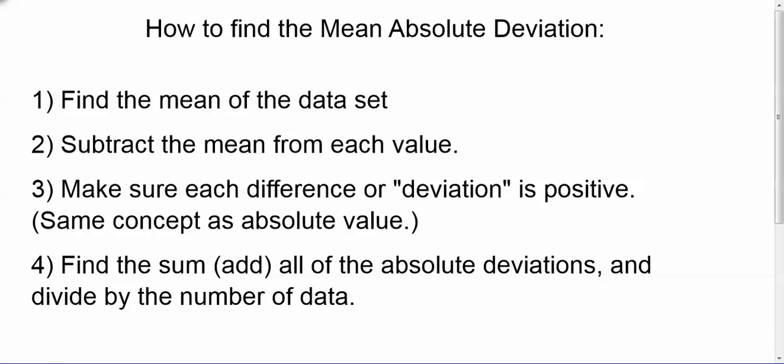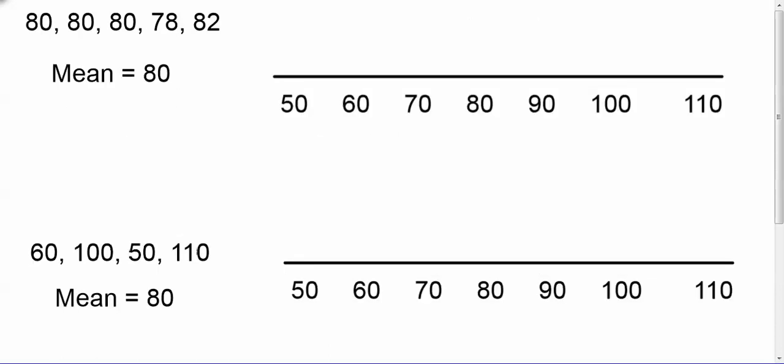And then the next thing that we have to do is find the average of all of these deviations. So again, you're finding the average in a way. You're just finding the sum of all the absolute deviations, all those differences that you just found, and then you're going to divide by how many numbers are in the data set. Sounds kind of complicated, but if I go through a few examples with you, I think you'll understand a little bit better.